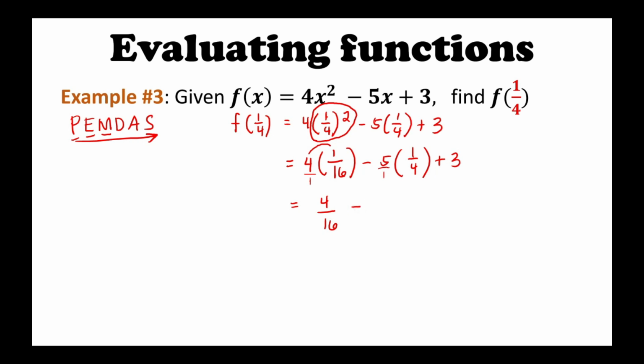Then, minus 5 times 1 is 5. Then 1 times 4 is 4. Plus yung 3. Then simplify natin 'to: 4 over 16, so pwede natin yan masimplify into 1/4. Then, bring down natin yung 5 over 4. Then, plus yung 3. Okay?